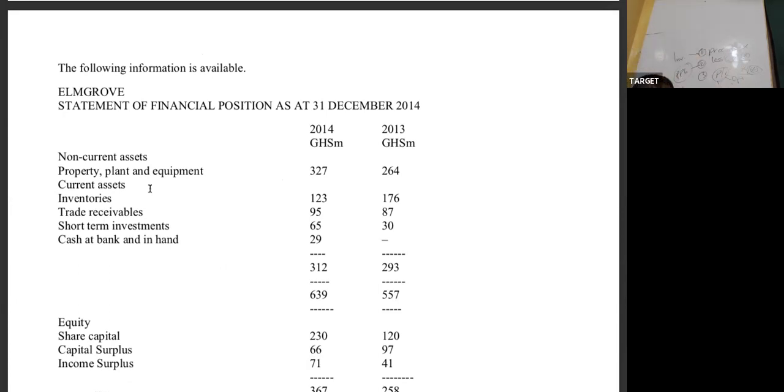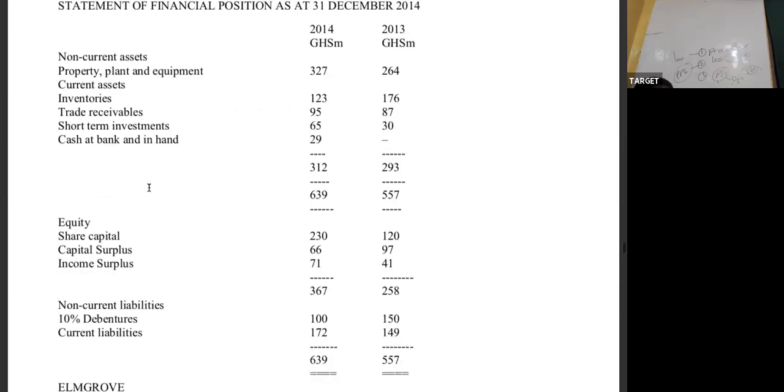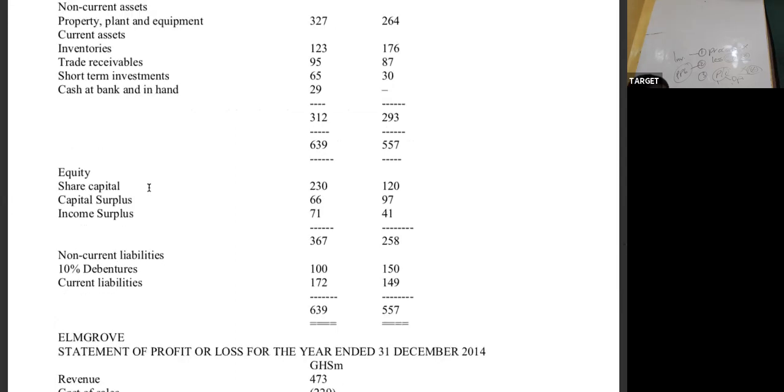Okay, so let's see. Property, plant, and equipment, 327,000 and then 264. So we check current assets. All of them are there. Equity, capital surplus, income surplus, everything is there.